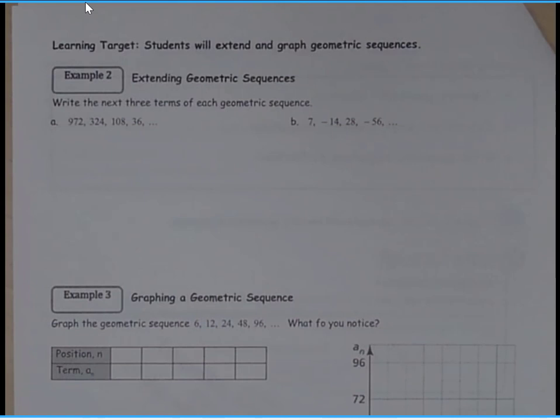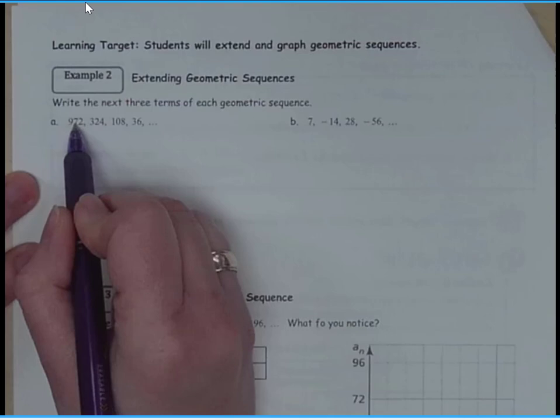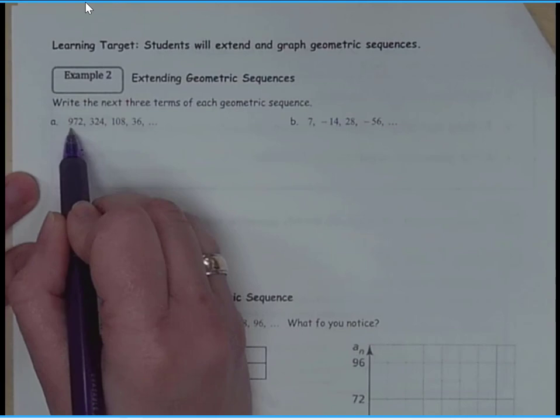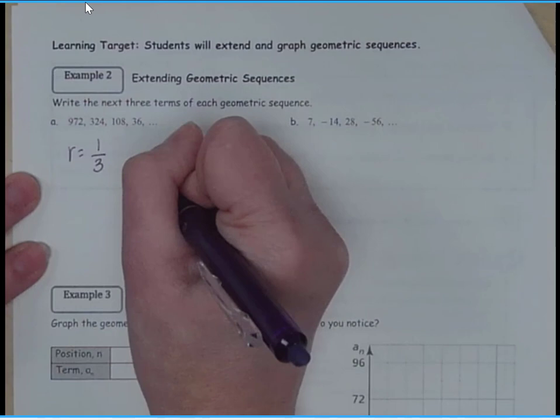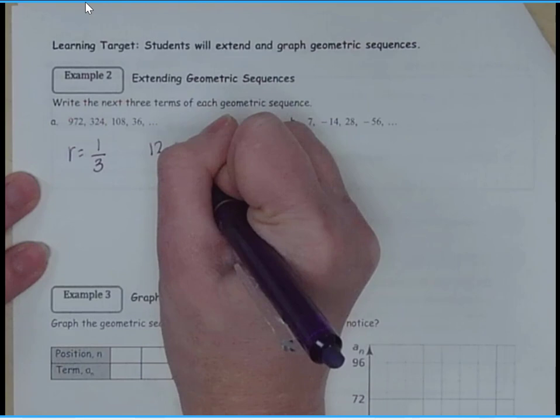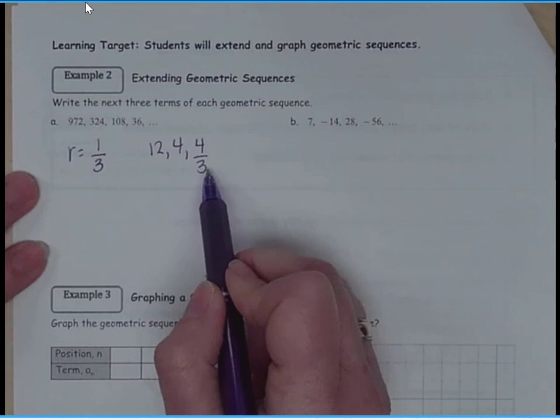Taking a look at example 2, let's find the next 3 terms of each geometric sequence. So the first thing I want to do is find the common ratio. To get from here to here, here to here, it looks like my numbers are getting smaller, so I know I'm going to multiply by a fraction, and it turns out my common ratio here is 1/3. So when I find my next 3 terms, 36 times 1/3 is 12, 12 times 1/3 is 4, 4 times 1/3 is 4/3. Leave that as a fraction. Do not turn that into a repeating decimal.